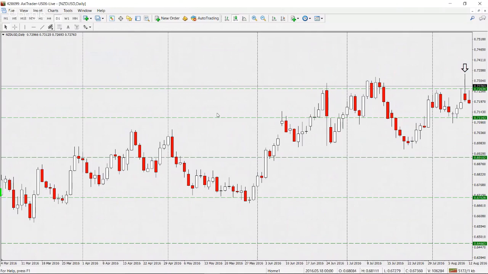So kangaroo tail, I got that from Alexander Elder in his book, Come Into My Trading Room. That's the first time I saw this idea, and I go, wow, it actually blew my mind, because I was looking at things like stochastics and RSI and MACD, and then when he was talking about kangaroo tail, I was like, that's brilliant. Okay.